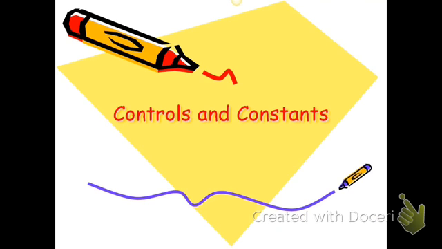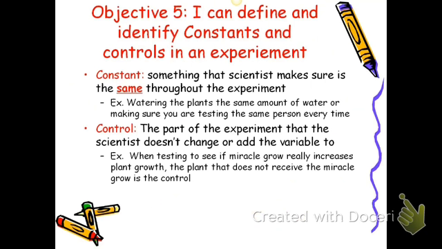Controls and constants, extremely important in an experiment. Okay, this is objective 5. I can define and identify constants and controls in the experiment. A constant, the key word for a constant is same. Anything that stays the same throughout the experiment.